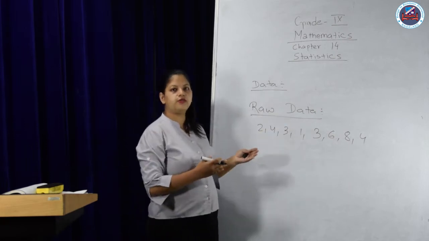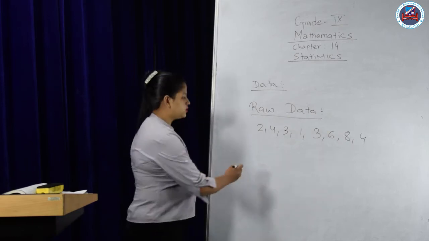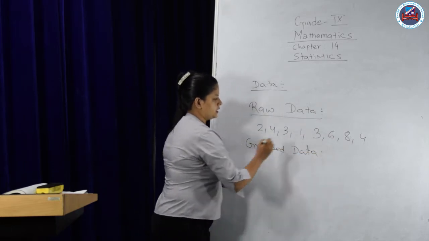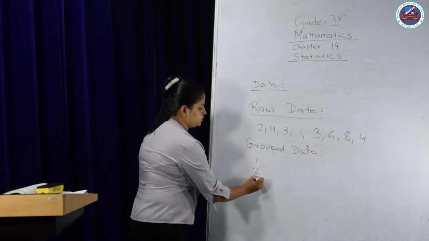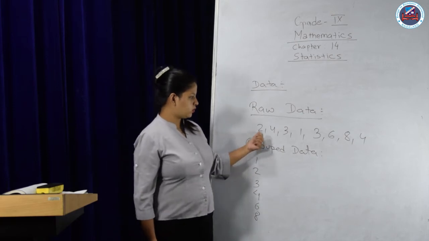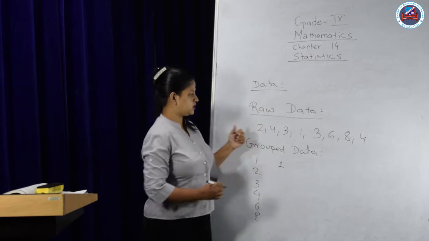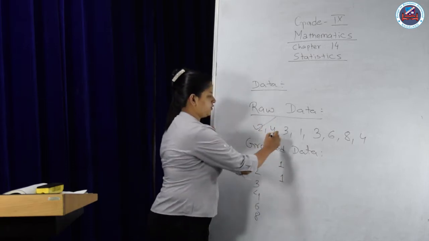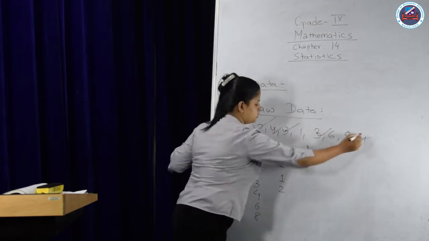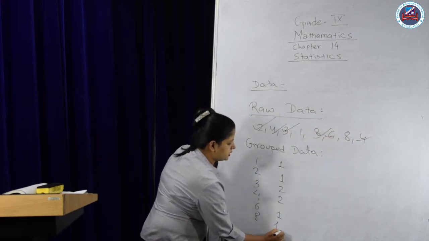But the same data, if we analyze it or put it in a proper order, we can call grouped data. For example, the same data: 1, 2, 3, 4, 6 and 8. Now I'll count how many times 1 is repeated here. 1 is 1 time, 2 is 1 time only, 3 is 2 times, 4 is 2 times, 6 only 1 time, and 8 only 1 time.